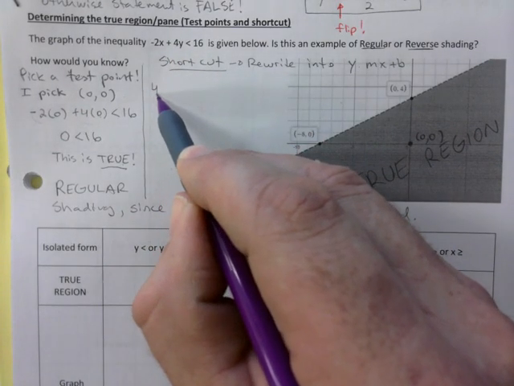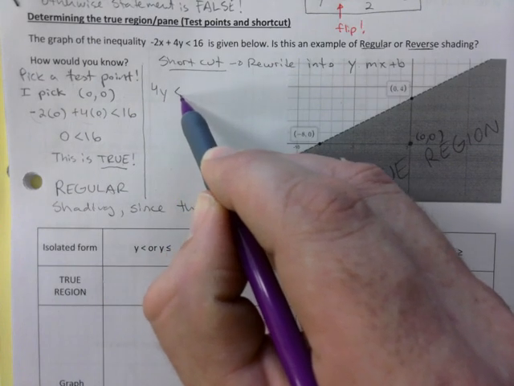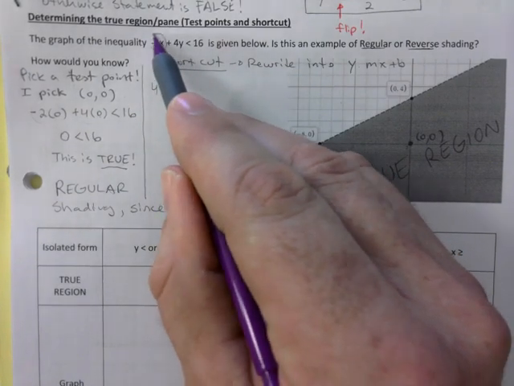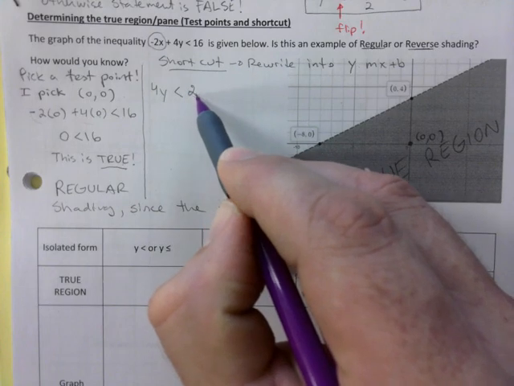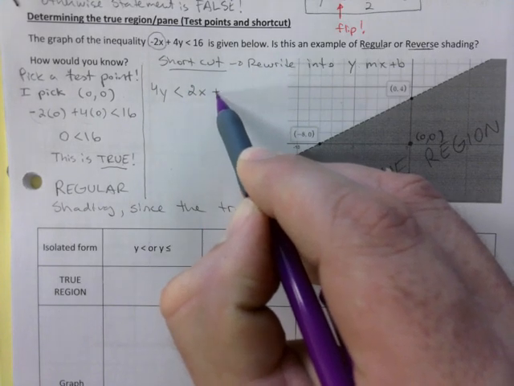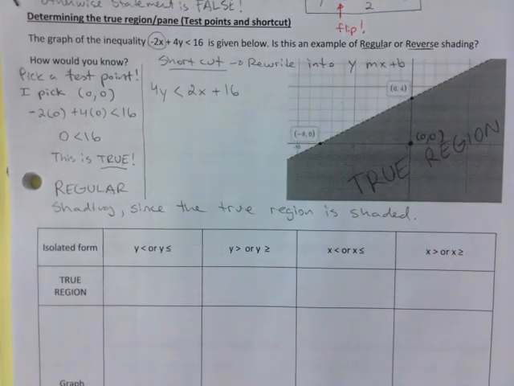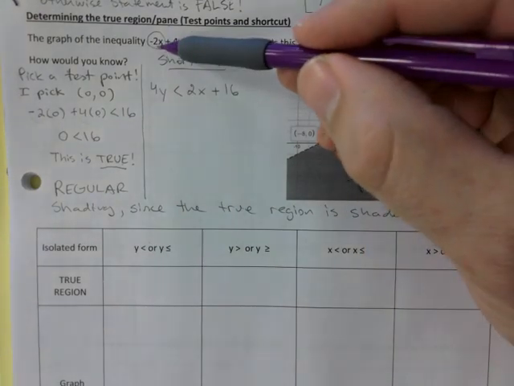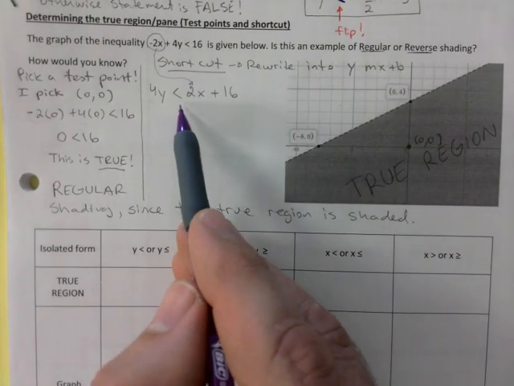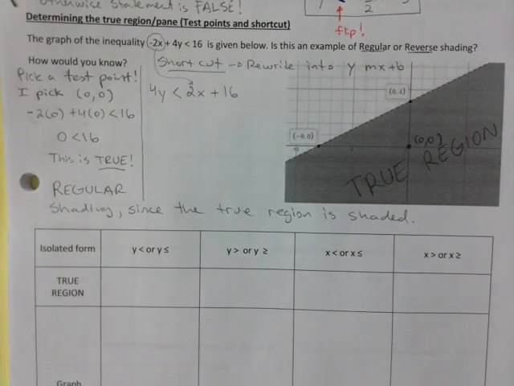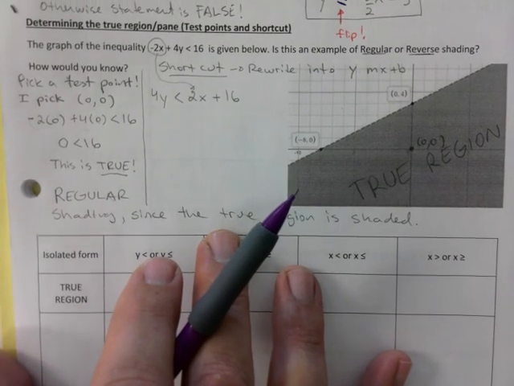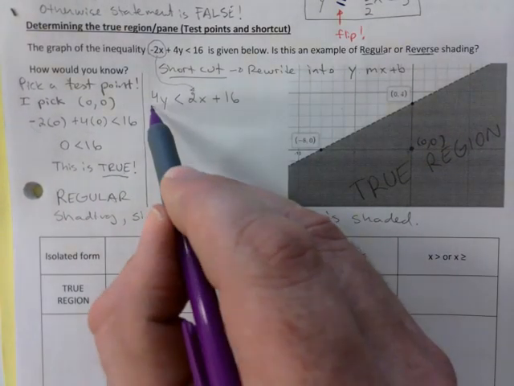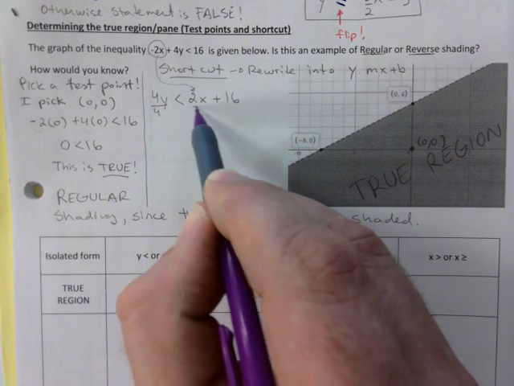So I'm going to go 4y is less than the 2x that comes over, plus 16. I'm just going to make an arrow here. I brought the 2x over to the other side of that symbol and it changes sign. It's like adding 2x to both sides, right? Same thing. Now I'm going to divide both sides by 4.